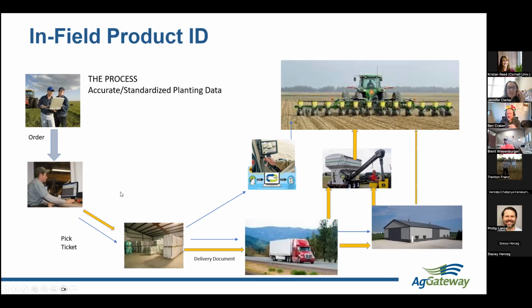So we actually got to the point through this proof of concept where the list that showed up in the terminal was only the products, the seed, the 6 or 8 different varieties that farmer had actually purchased from their retailer.